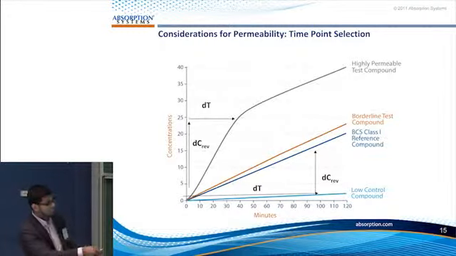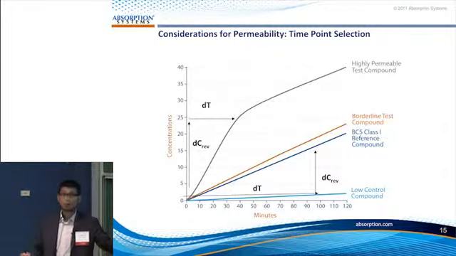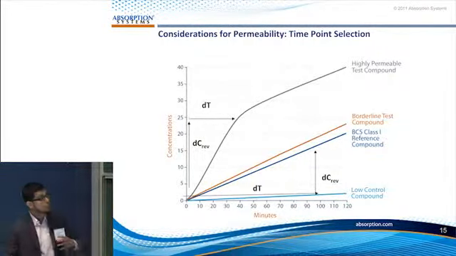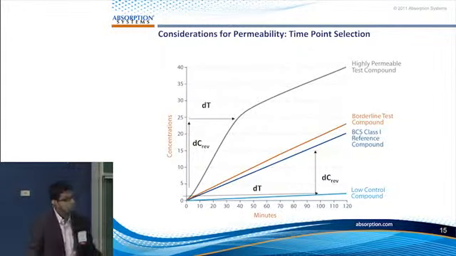The corollary to that is for a low permeability compound. The first few time points, you might never rise above the limit of quantitation, and you almost need these later time points to plot the slope and compute permeability.